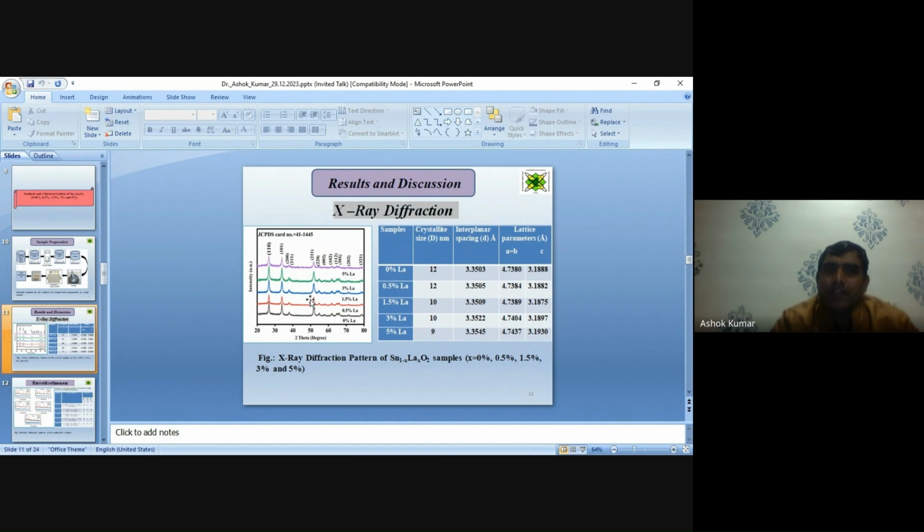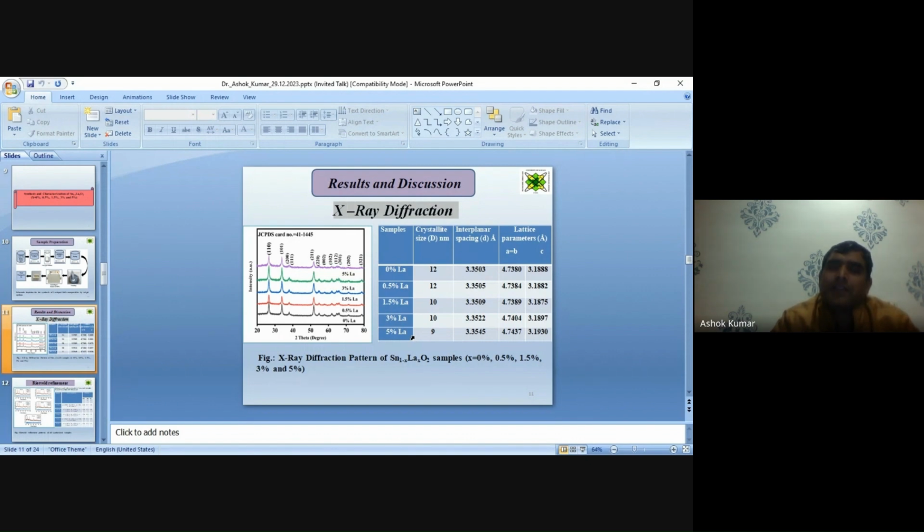All the samples show a single phase, with all the peaks corresponding to the single phase without any trace of impurity. We have calculated the crystallite size using the Scherrer formula. The lattice parameter is increasing. We can see the lattice parameter is increasing with lanthanum ion concentration. The reason is we are replacing Sn by lanthanum.